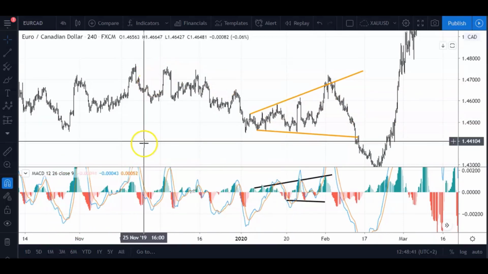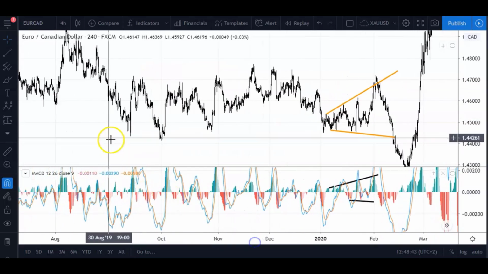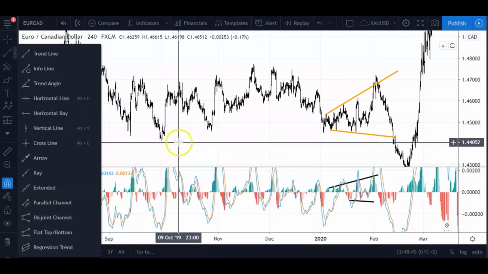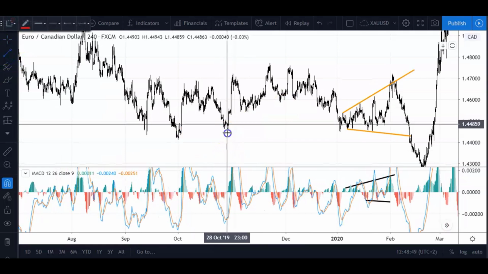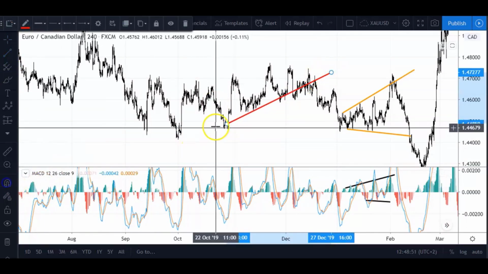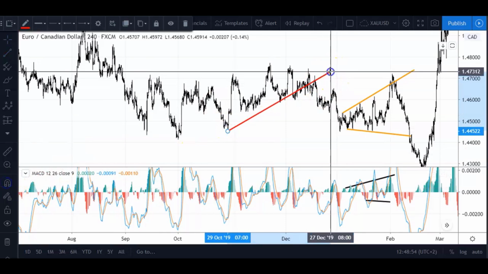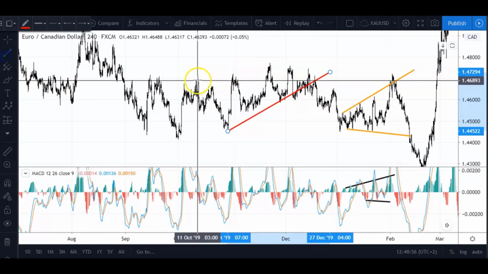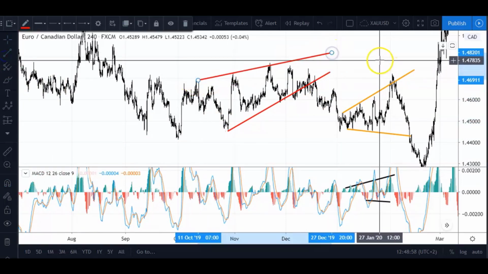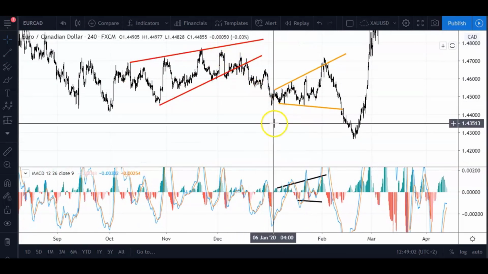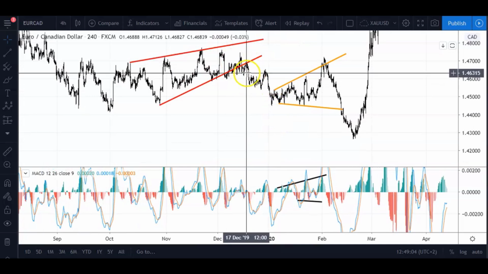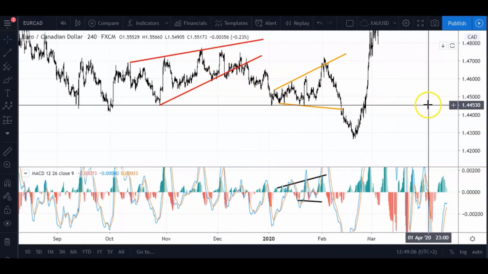But anyway, we had this crazy mess in the EuroCAD for a long period of time. I was of the opinion that there was some sort of an ending diagonal going on here prior to this actual expanding triangle that we had over here. And as soon as price broke down, we missed this trade. It was just too messy for us.